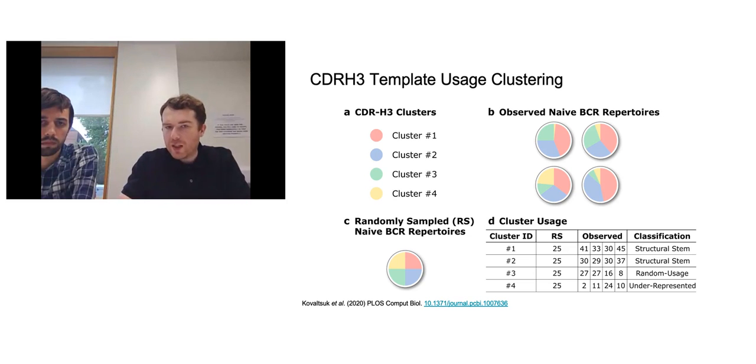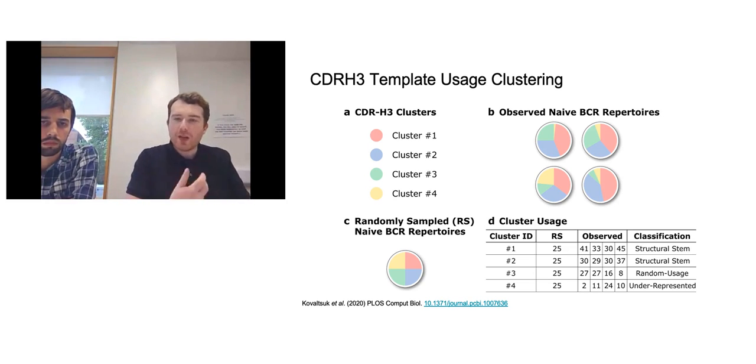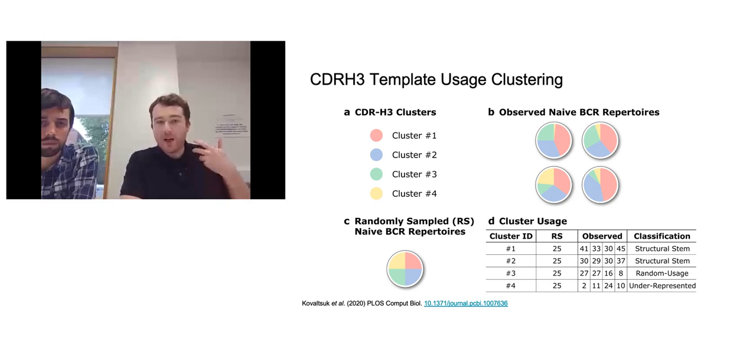So we're going to talk in a little more detail about that now. Just to define some terminology first. If we imagine sampling data from naive BCR repertoires, we might observe, looking at how the CDRH3 cluster, imagine we had 4 distinct CDRH3 structural clusters in the BCR that we're looking at. Obviously there will be more examples in reality.